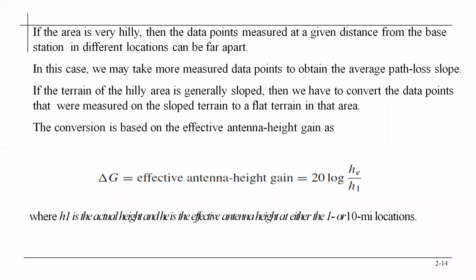If the area is a hilly area, and the data points are different, in this case, we have to take the data points and obtain the average path loss slope. Otherwise, if the terrain is a hilly area, then the data points will be measured to convert the slope terrain to flat terrain in that area. The conversion is based on the antenna height gain as delta G is equal to 20 log he by h1. 20 log he by h1. This is the antenna gain.